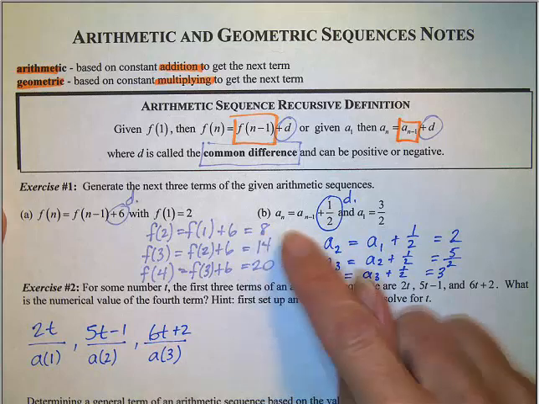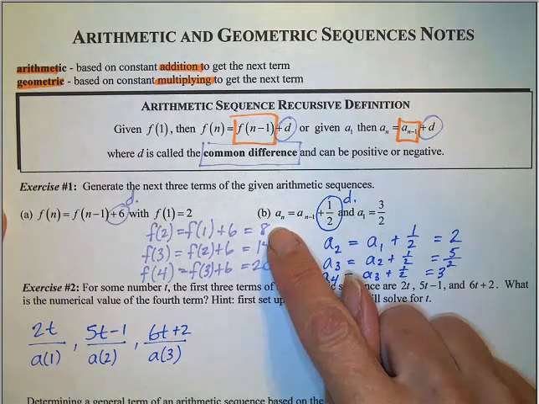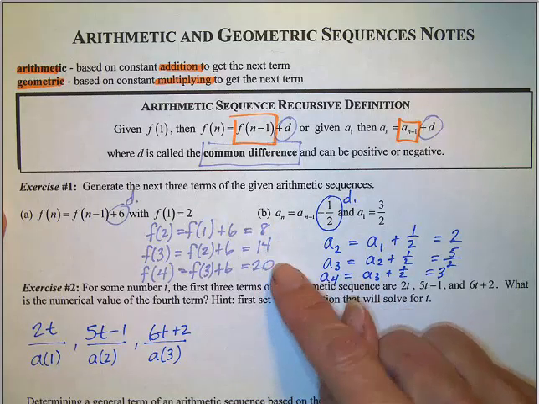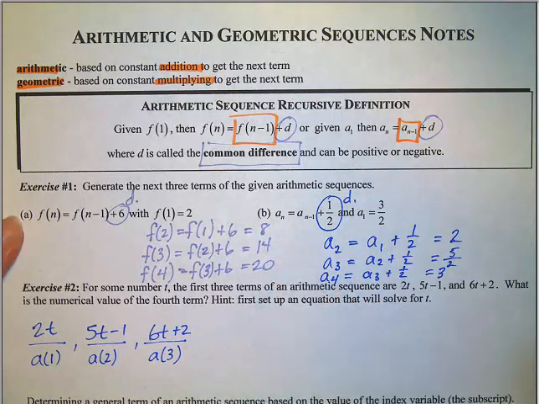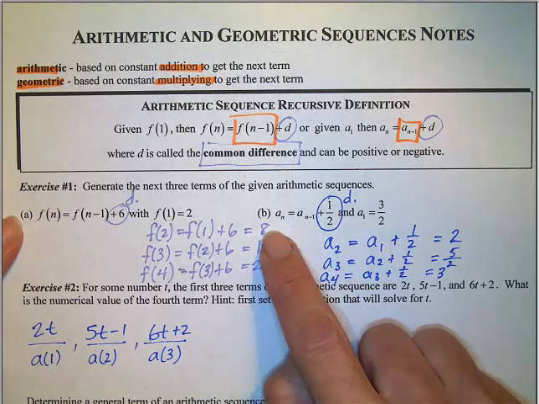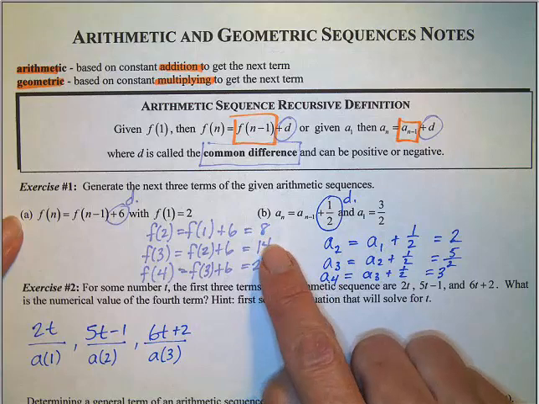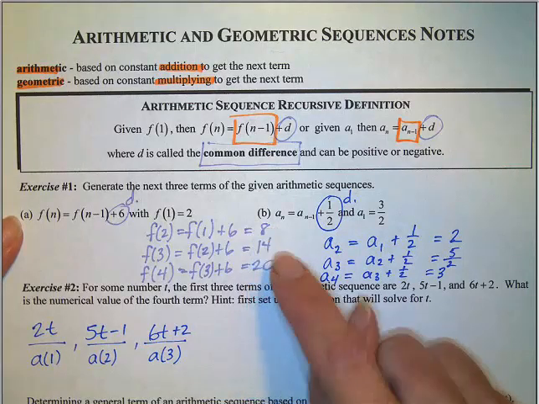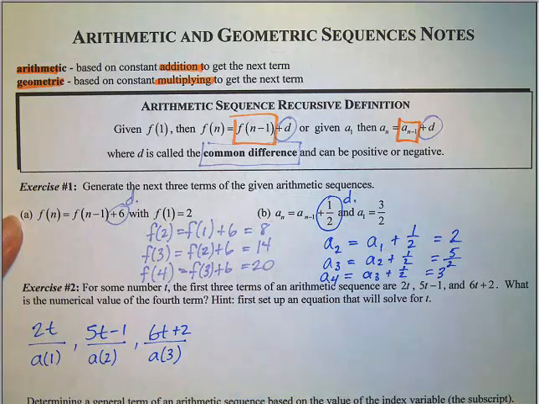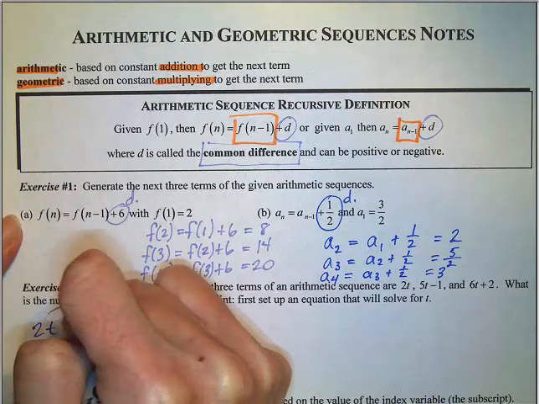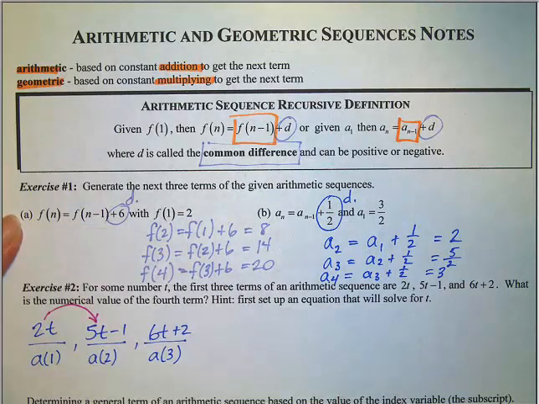What do I add to 8 to get 14? 6. What did I add to 14 to get 20? 6. How did I find that? Well, the second term minus the first term is 6. The fourth term minus the third term. The third term minus the second term. The difference between each one is a constant difference, or a common difference. So what is the difference between this one and this one? What do I have to add?